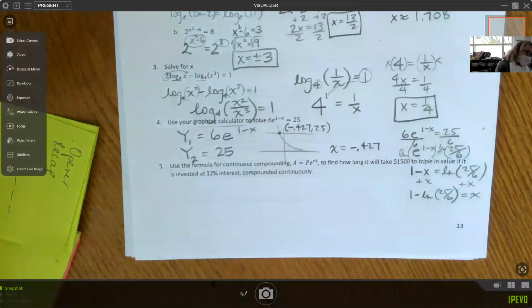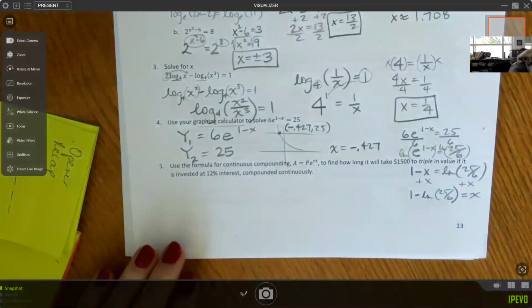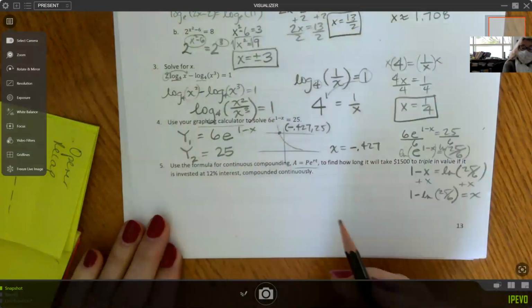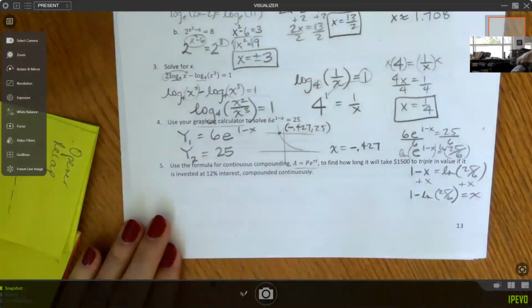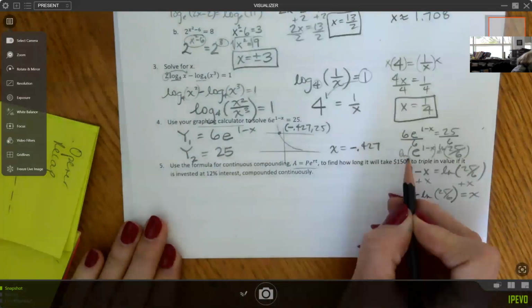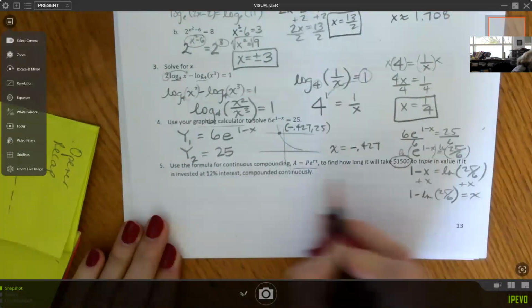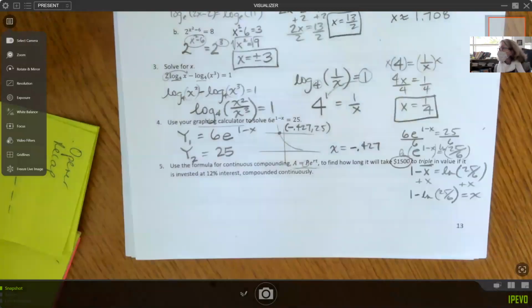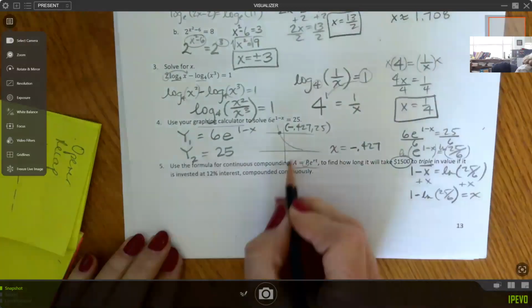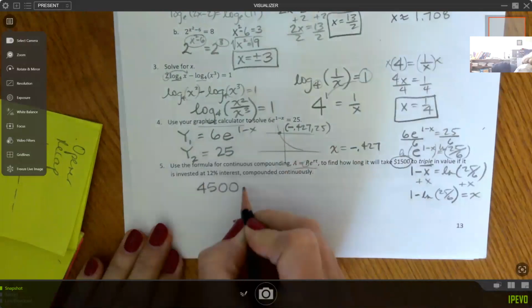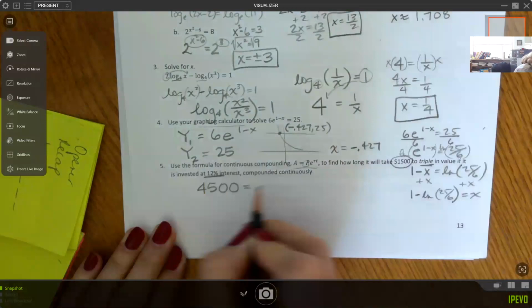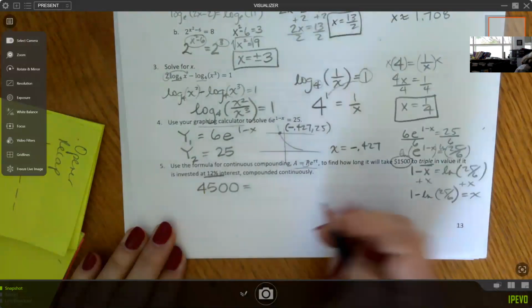Okay, so if I take a look at this, and we're going to use, remember, that continuous compounding, and they're saying, how long does it take $1,500, which is my principal, to triple in value? So it requires you to say, what's 3 times 1,500, right? When is it going to equal $4,500? Okay. And it's 12% interest. So that means my r is 0.12.